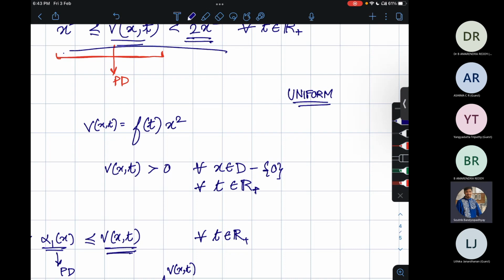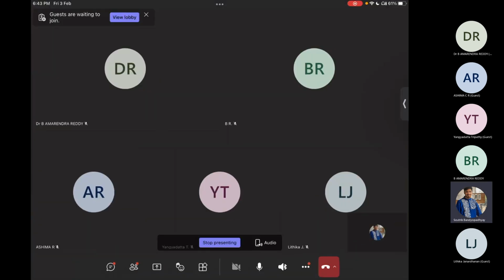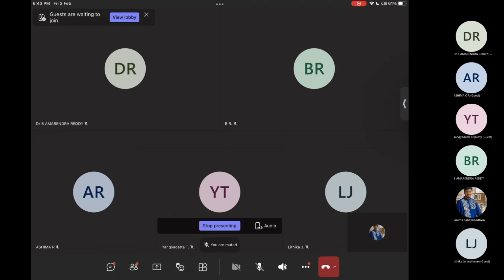Uniformity. Wait, just give me 1 second. Yeah, I'm back.